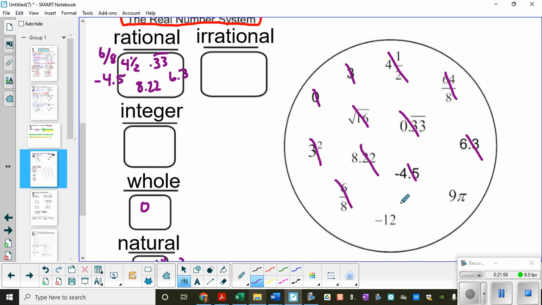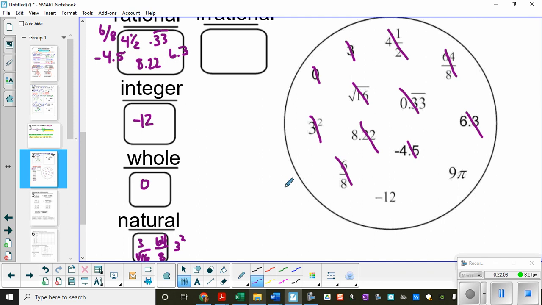All right, we have a negative 12. So a negative 12, it is rational. And since it's on the number line, it's going to go into integer, but because it's a negative, it can't keep going down into whole or natural.